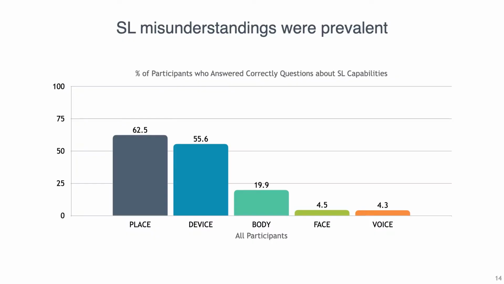Unsurprisingly, the results showed SL misunderstandings to be prevalent. About 80% of the participants incorrectly answered the questions about the capabilities of face, voice, and body. Based on our qualitative findings, we predicted that the majority would be confused about these methods. The survey clearly confirmed this prediction.